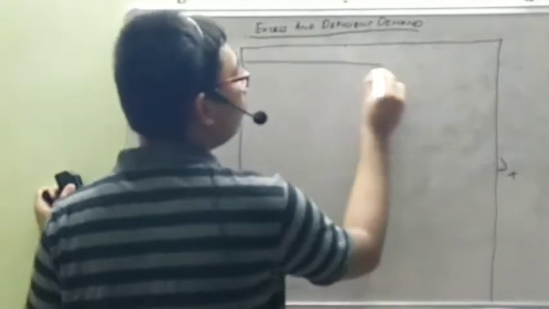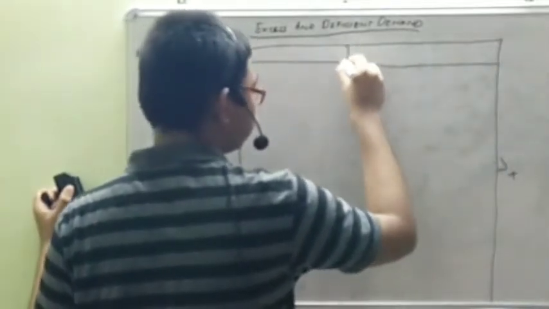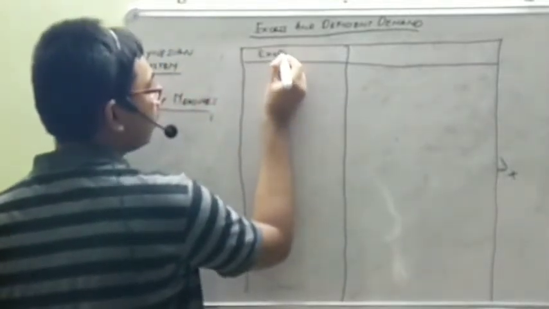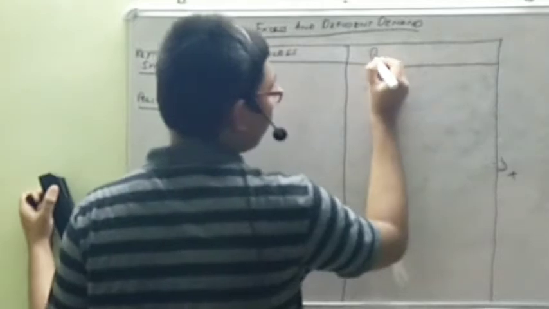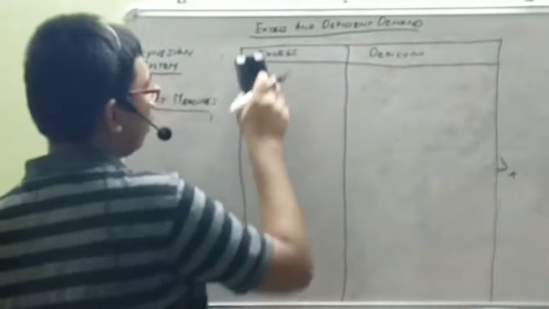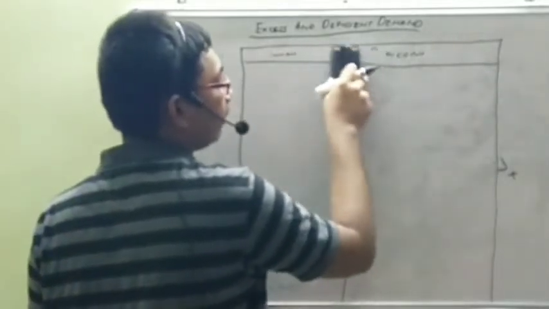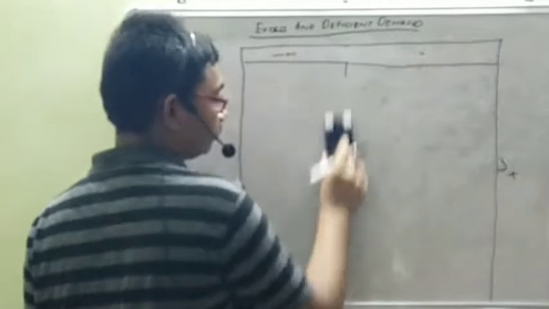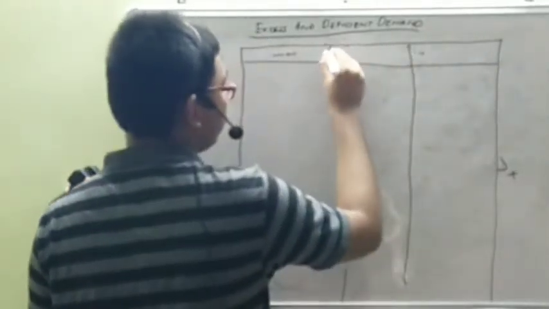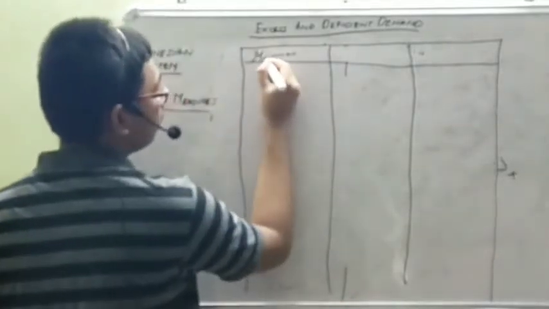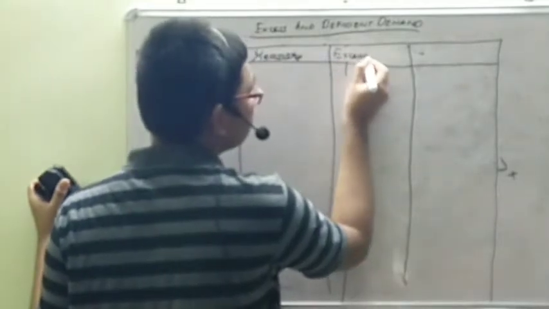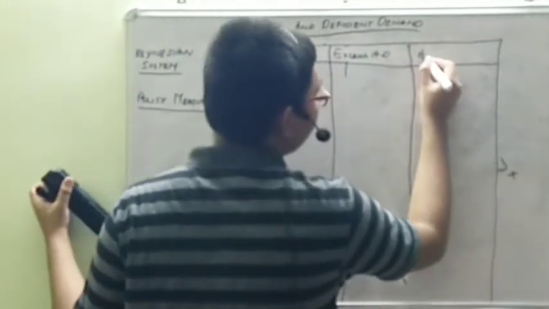Now, here, excess demand, deficient demand. We'll make it 3 columns so you can understand better. One, measure, excess demand, deficient demand.